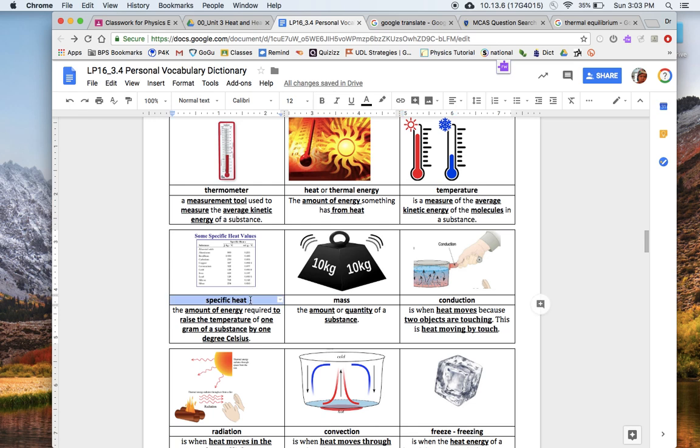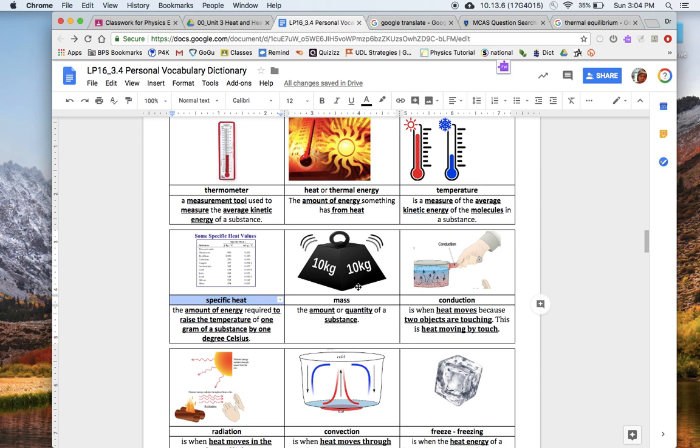The next word, this is new, and this is a different word, specific heat. This is the amount of energy that you need to raise the temperature of 1 gram of a substance by 1 degree Celsius. Specific heat, all this tells you is how easy or how difficult it is to change the temperature of something. Metals are easy, so their numbers are low. Specific heat's low. Some other materials, like wood, the specific heat's high because it takes a lot of energy to change the temperature.